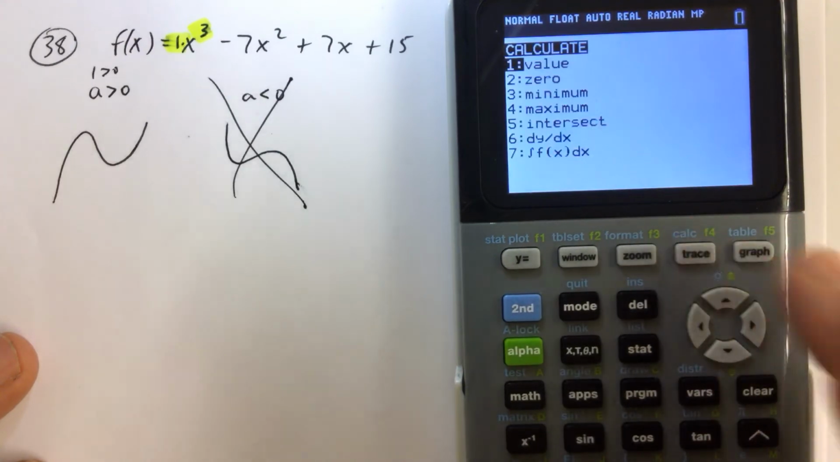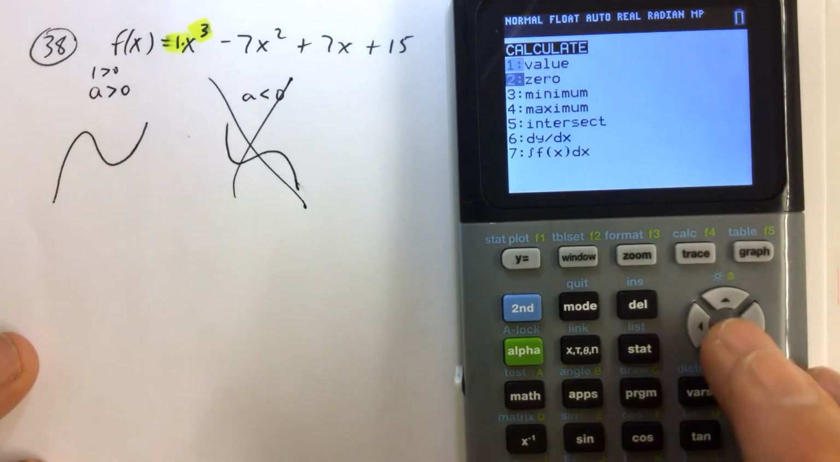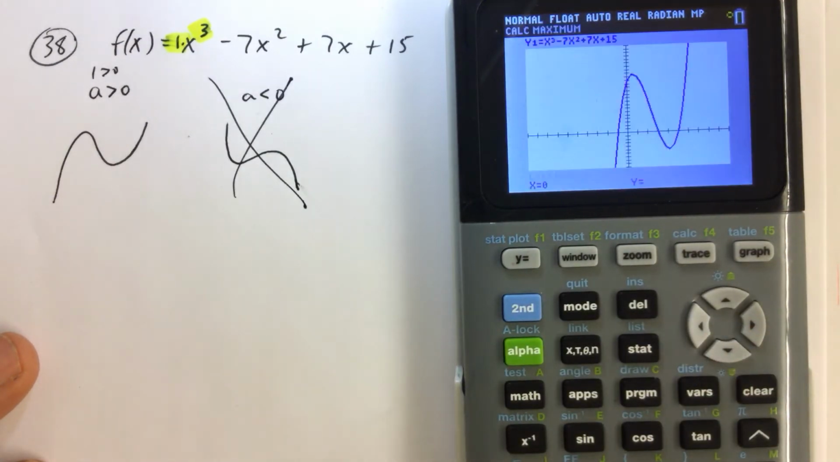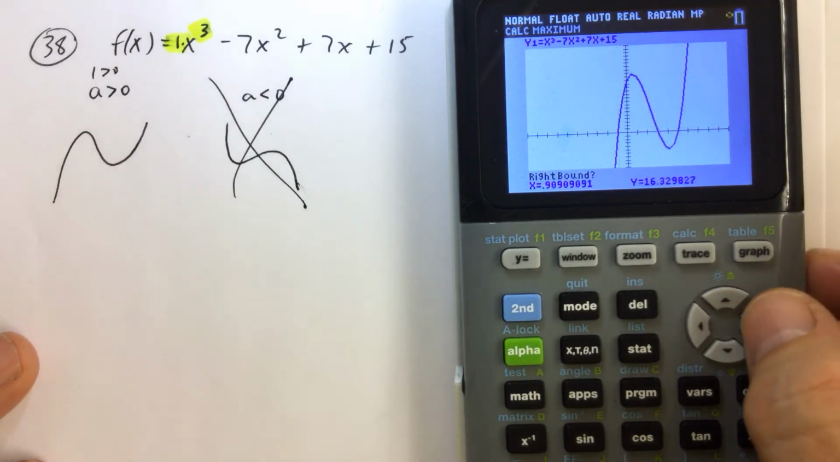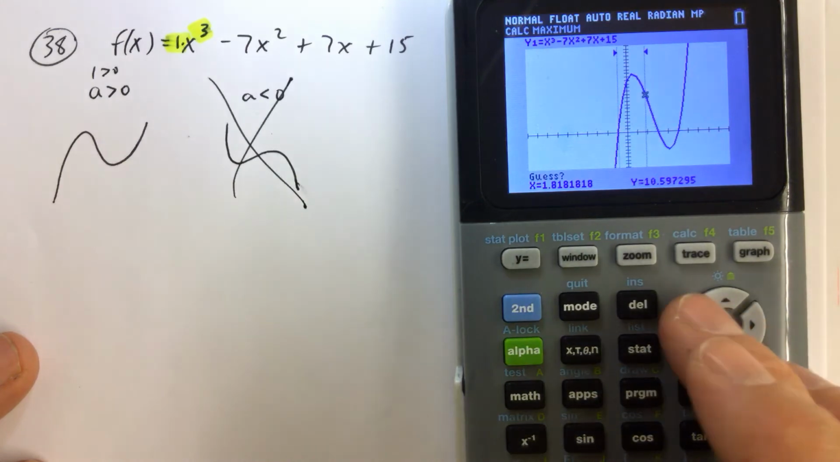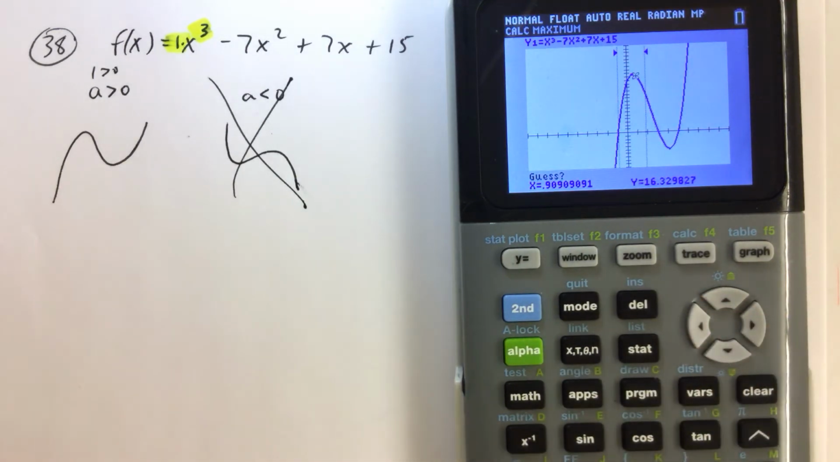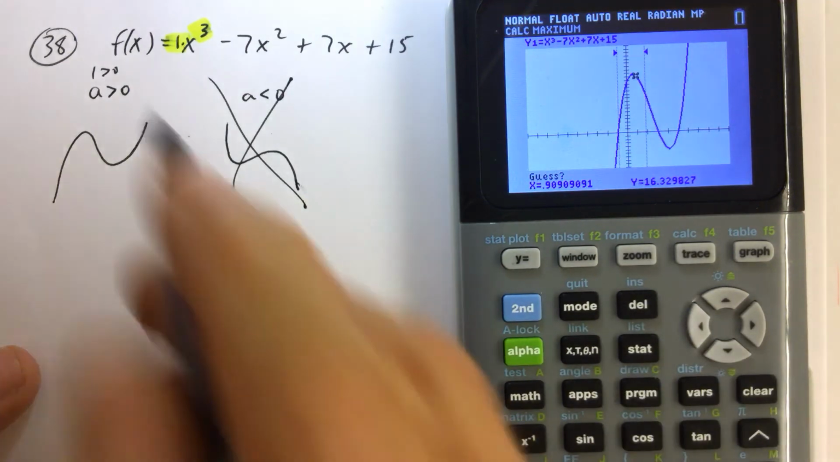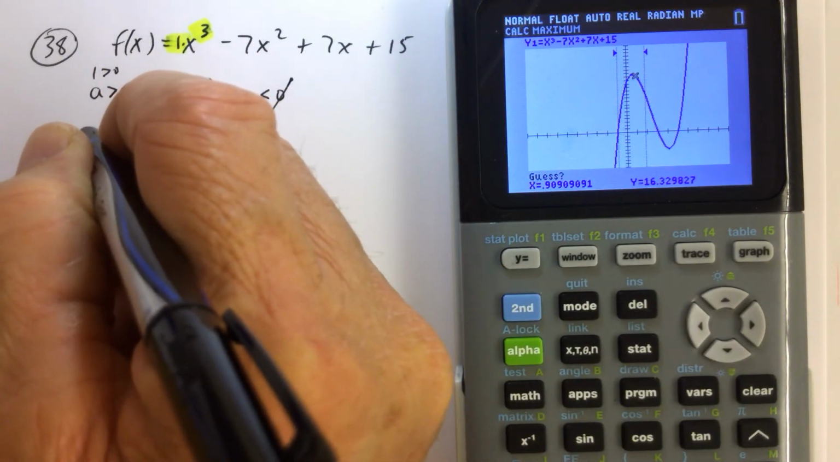So we do second trace maximum. So we're going to type the 4, or we're going to scroll down and hit enter. For maximum, move the cursor to the left for the left bound, the right of the high point for the right bound. I went into much more detail in the previous video, so if you're needing more detail, go ahead and watch the other video.